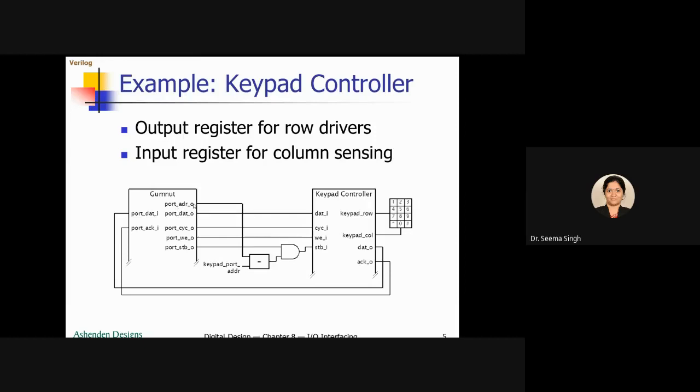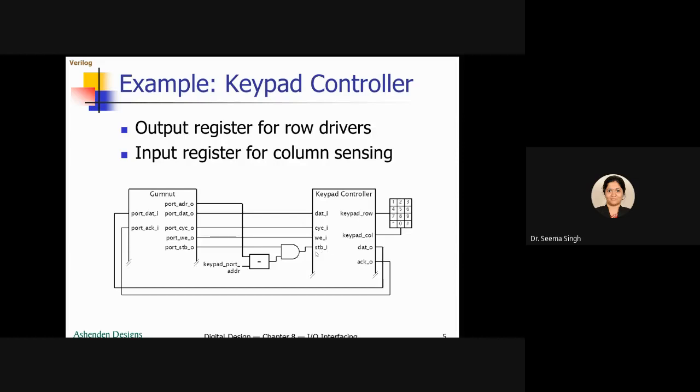This is showing what the direct connections are. Direct connection is when the output data port is simply connected with the input data port of the keypad controller. The same way, the output cycle port is connected to the input cycle port. Write enable: when write enable is activated here, it is the write enable input here. Now strobe is something which activates or enables a keypad controller.